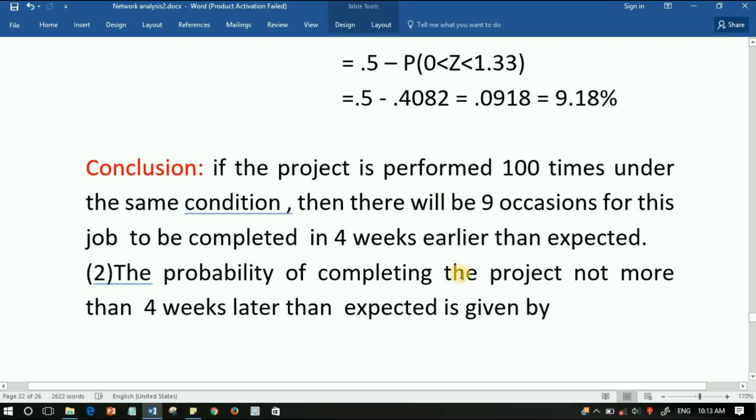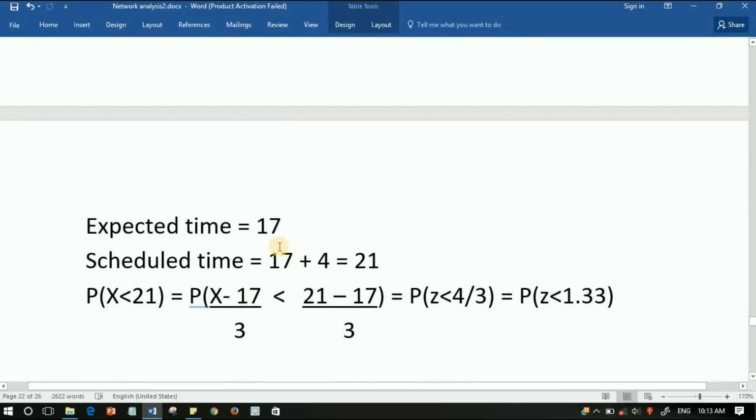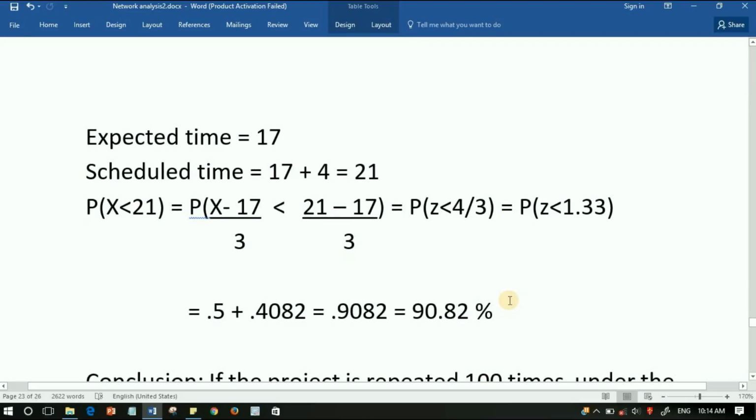Second question: the probability of completing the project not more than 4 weeks later than expected. Because we have to add 4, 17 plus 4 is equal to 21. That is, you have to find the probability that the work is completed in less than 21 weeks, that is probability of x less than 21. As before, let z be equal to (x minus 17) by 3. With the same operation, we get probability of z less than 4 by 3, that is probability of z less than 1.33.